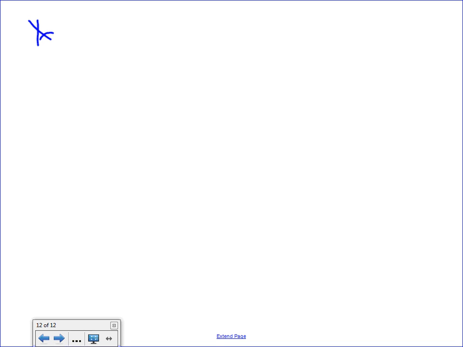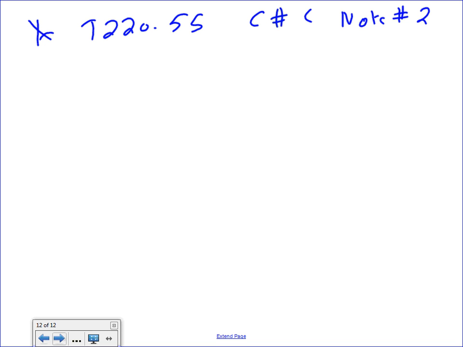So table 220.55, column C, and note number 2. You're going to apply column C, note number 2. If you guys look at that baby, here's what this baby tells you. Okay, let's start. And that will apply to 8, 9, 10, 11, 12, and 13. So I'm going to say, where does it apply?